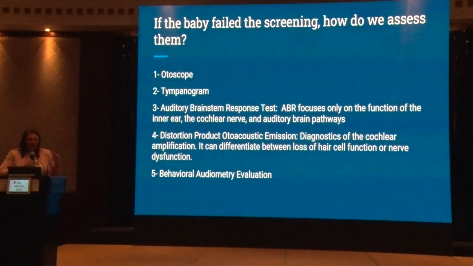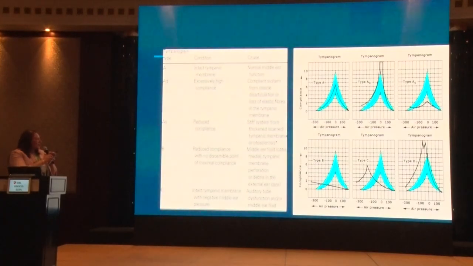But we have a problem in tympanometry. In tympanometry, we have two probes. One of them is 225 hertz, which is not suitable for babies. And the other one is a special probe for kids. It is 600 hertz or 1,000 hertz. It is the one suitable to diagnose a middle ear problem in babies and kids. Here, this is the variation of tympanometry results.